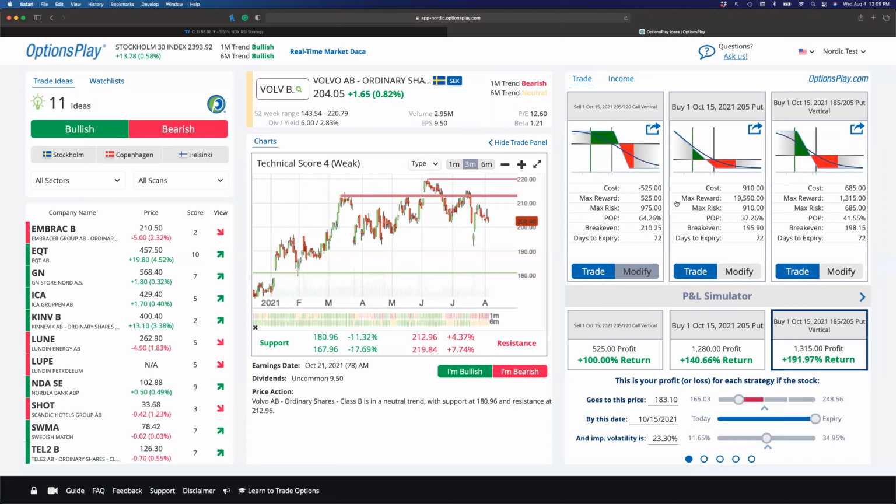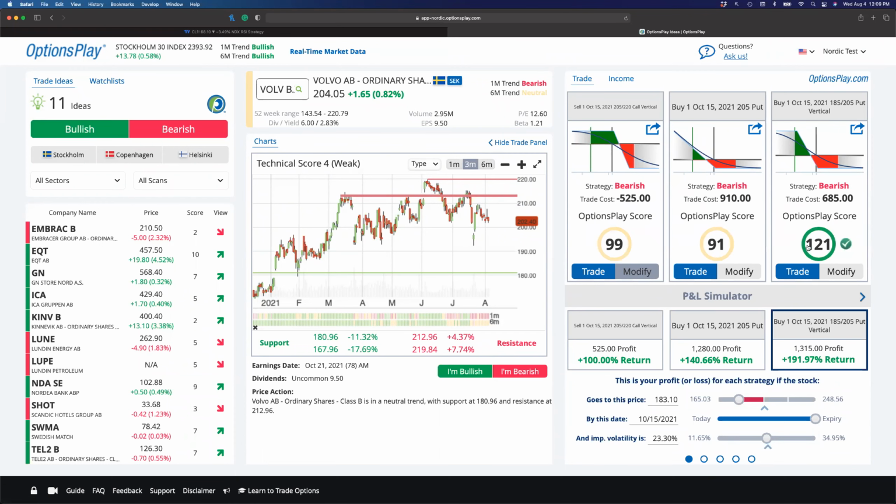Can you please explain the OptionsPlay score? Sure. As I was telling you before, there are three numbers that are really important for every strategy: your risk, your reward, and your probability of profit. The relationship is that if you have a high probability of profit, you're going to have a poor risk to reward. If you have a low probability of profit, you're going to have a high risk to reward. The question for many investors is how well balanced these numbers are to each other.